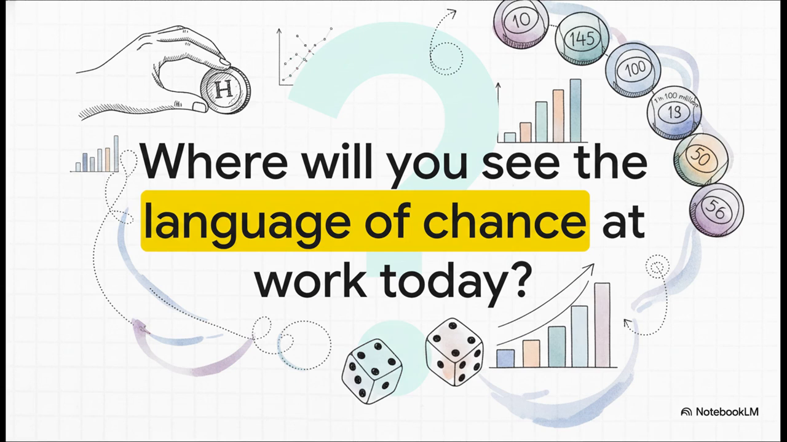So from a simple coin toss to a 1 in 100 million shot, the rules of probability give us this incredibly powerful way to make sense of uncertainty. Which brings me to the final question, and this one's for you. Now that you have this toolkit, where are you going to see the language of chance at work in your own life today?